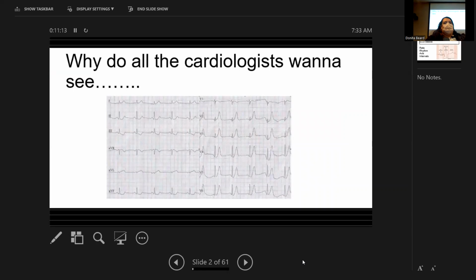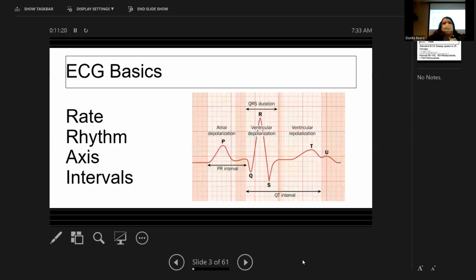So all the cardiologists are always obsessed with what the EKG looks like. There's a lot of good reasons. So we're going to start looking at EKG. Just some basics: rate, rhythm, axis, and intervals, and then we'll talk about things throughout each.